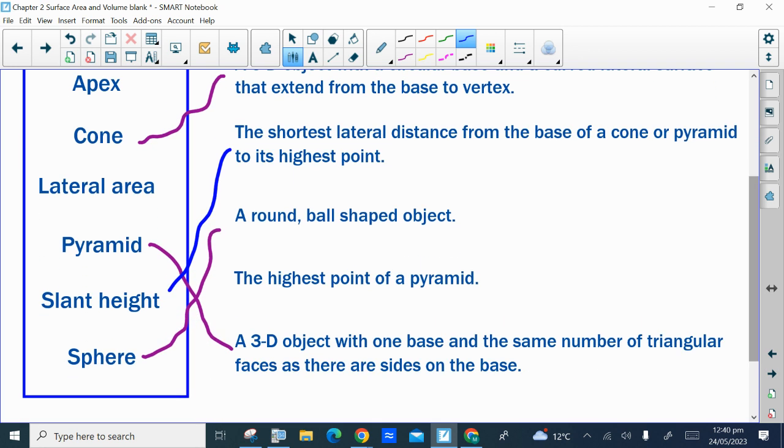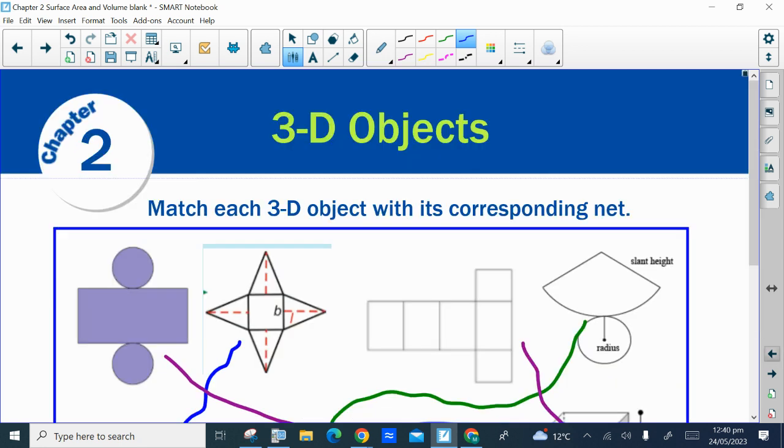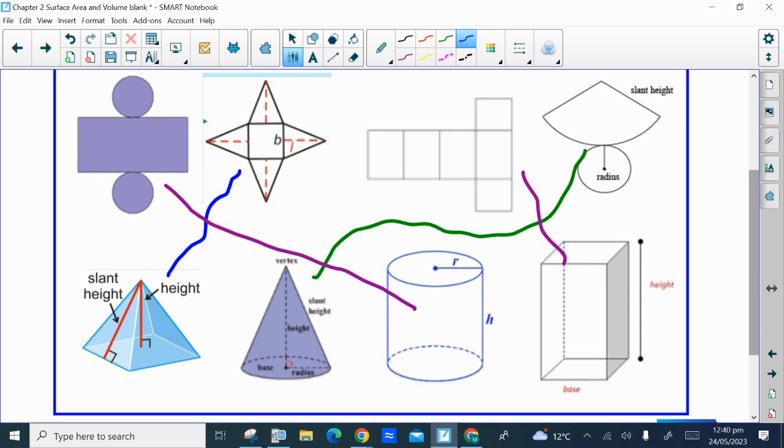Lateral distance would be different than vertical distance. Vertical would be straight up and down. Lateral's on a side. And so the last thing is the highest point of a pyramid. Well, if we look at our picture on the previous page, it doesn't have the tip of the pyramid labeled. The tip of the cone, though, was labeled as the vertex.